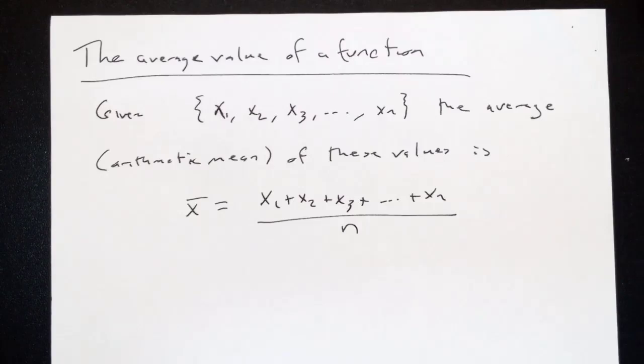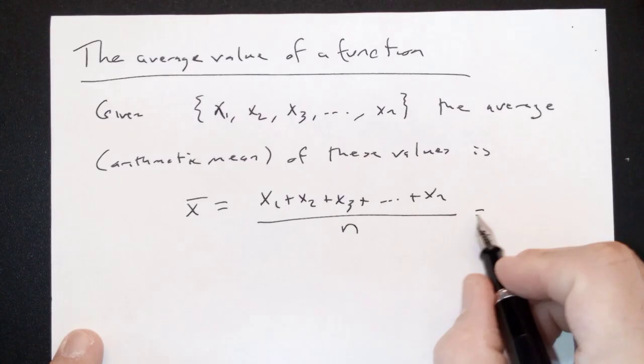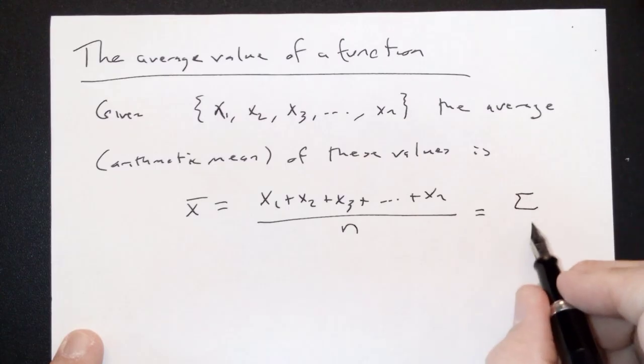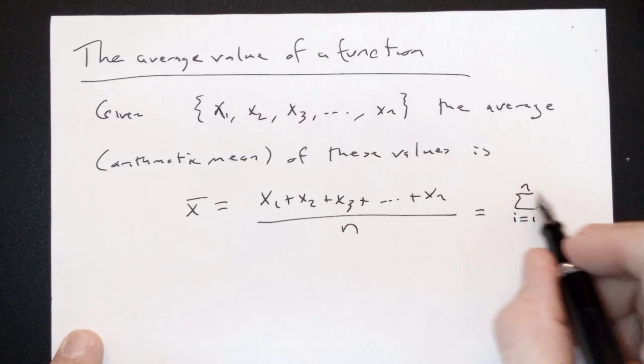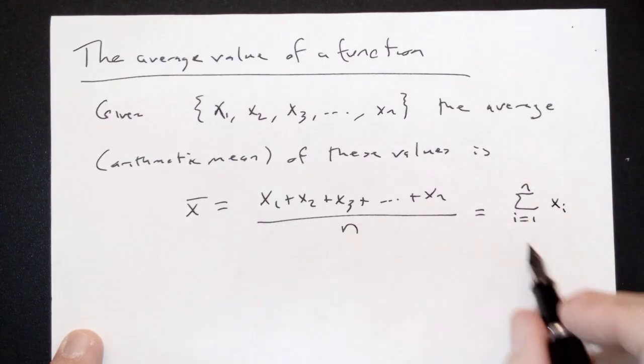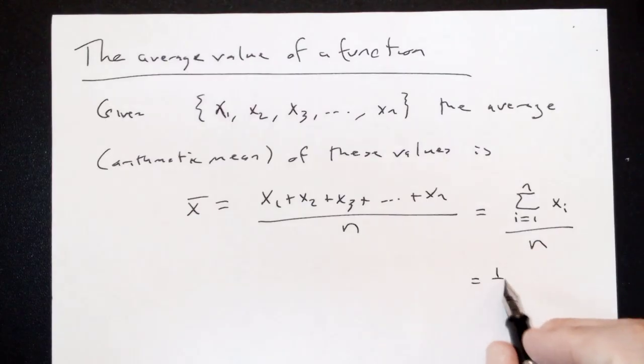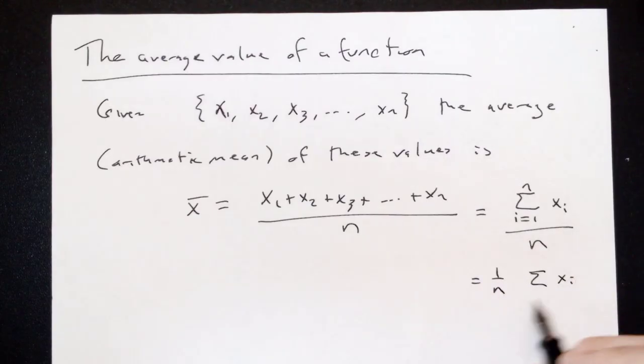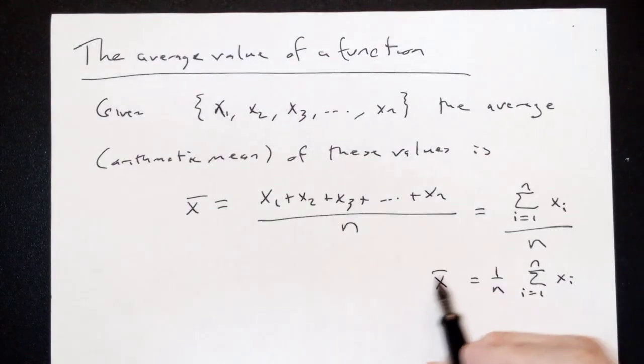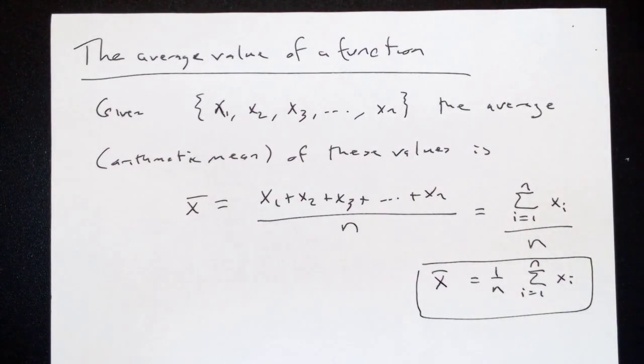I'm going to use my sigma notation. Write this kind of like it looks like a sum. So I've got the sum of the numbers xi, where i goes from 1 to n, divided by n. Okay. I'll take that 1 over n and I'll put it in front. So it looks like that. Here's my formula for the average of a bunch of numbers.